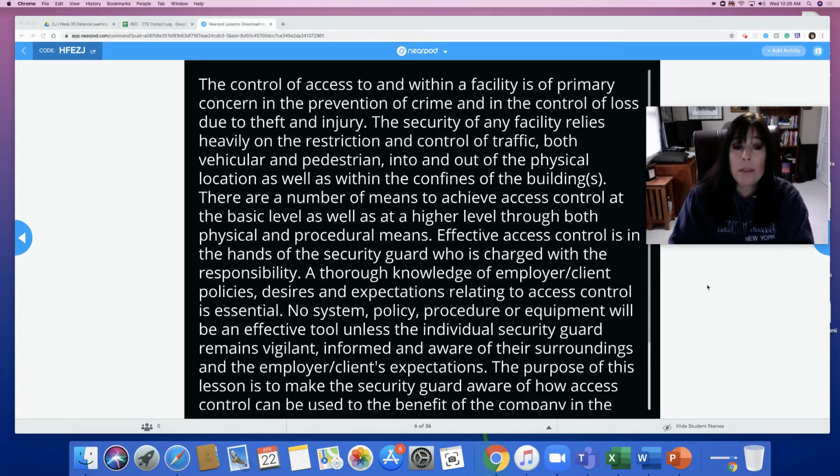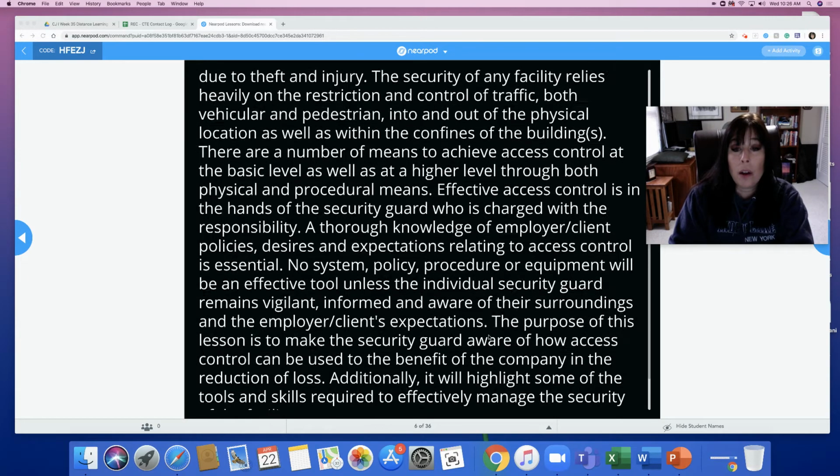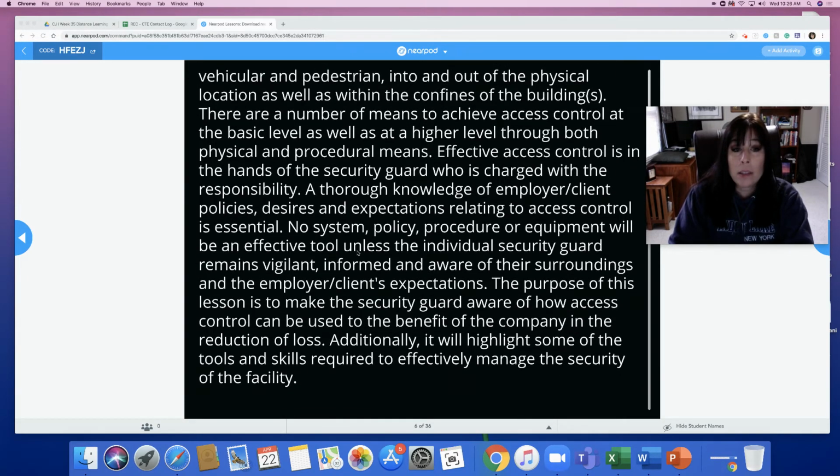The purpose of this lesson is to make the security guard aware of how access control can be used to the benefit of the company in the reduction of loss. Additionally, it will highlight some of the tools and skills required to effectively manage the security of the facility.